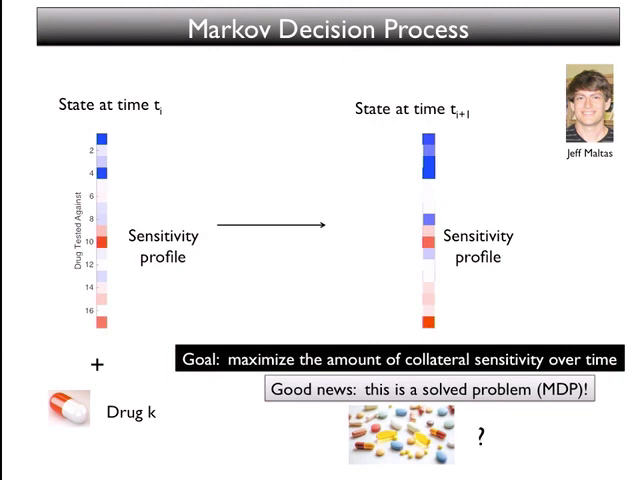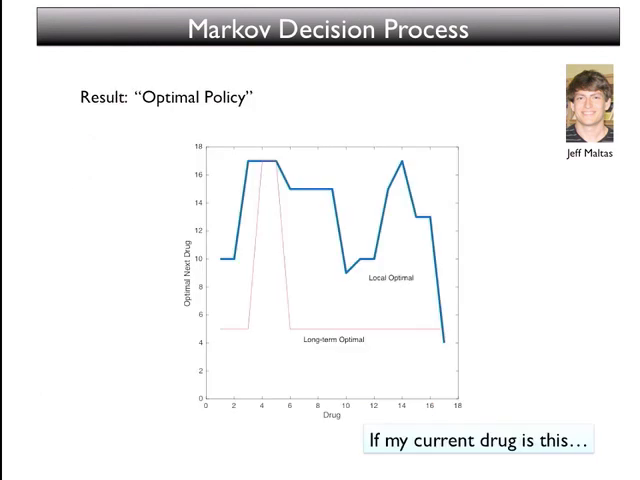And luckily, this is a solved problem. Markov decision processes, there's tons of literature on this. So once we convert our data to a form that we can use, it's a very easy problem to solve. And the solution looks like this. It's called an optimal policy. And the policy basically says, if my current drug is 1 through 17, that's on the x-axis, the optimal next drug is whatever is on the y-axis. So this is the drug I should pick next.